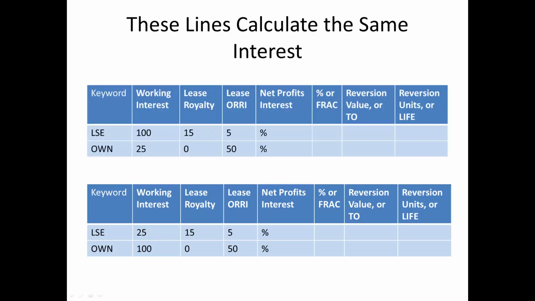ARIES allows you to calculate lines using many formats. The two sets of lines shown here both calculate a 25% working interest and an 80% NRI. Both also give you a 2.5% royalty.